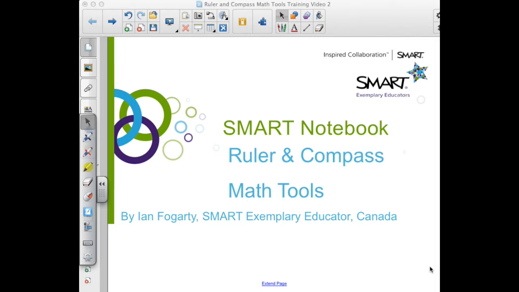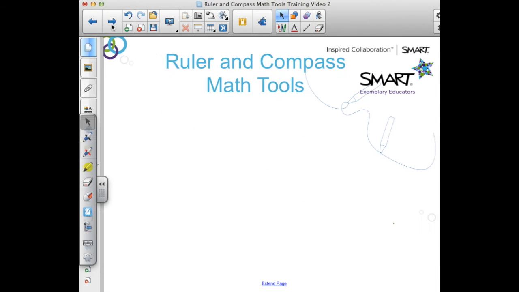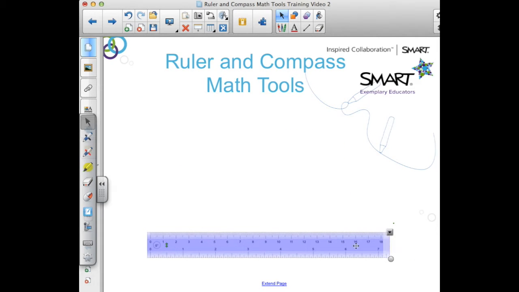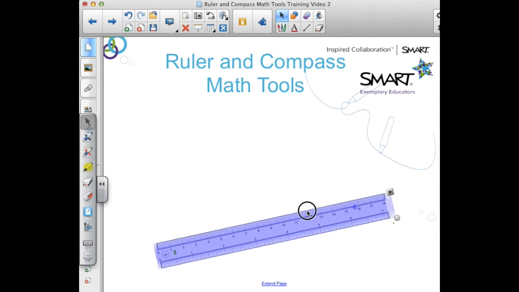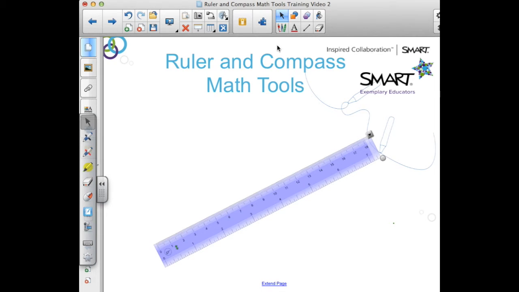I'd like to talk to you about the ruler and the compass math tools located in the top part of your menu. So the ruler, you can move it around and drag it. You can also extend it by clicking on the end, and you can rotate it. Notice the angles down the bottom. I love that you can use the pen tool to drag along the ruler, and it makes a straight line even if you don't stay on it.